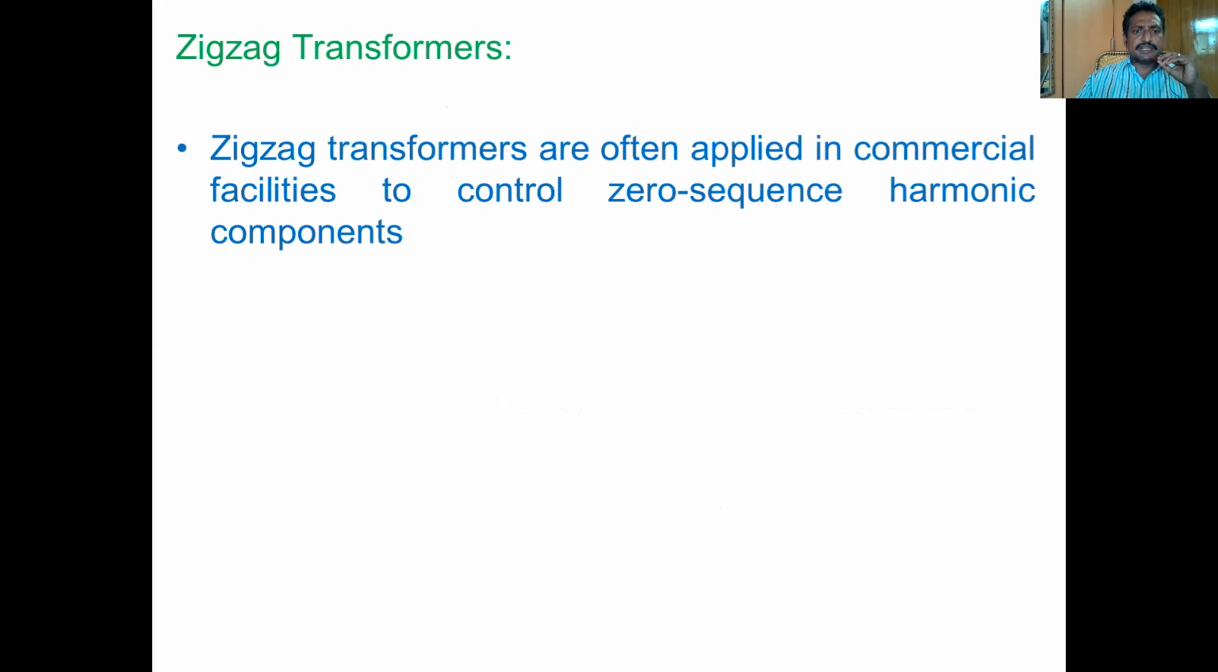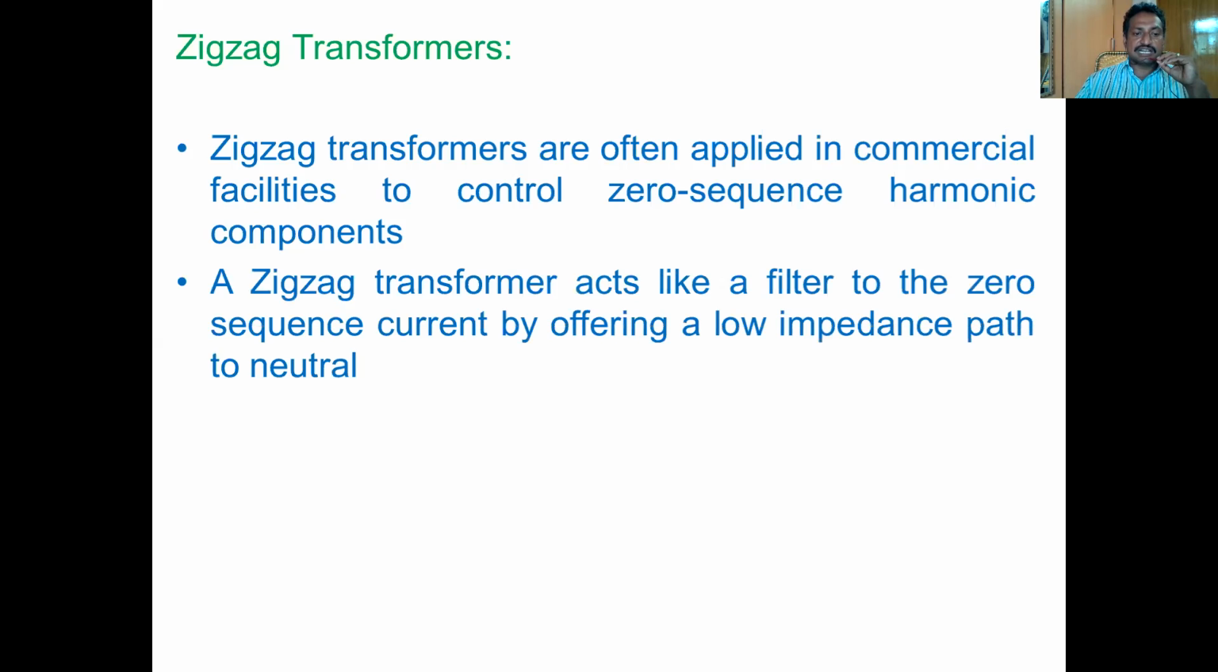Then the zigzag transformer. Zigzag transformers are often used in commercial facilities to control zero sequence harmonic components. There are three sequences: positive sequence, negative sequence, and zero sequence. Zero sequence means the triple harmonic frequencies: 3, 9, 15, 18. 3 ones are 3, 3 twos are 6, even, eliminated, 3 threes are 9, 3 fives are 15, 3 sevens 21, like this. These can be eliminated with the help of a zigzag.